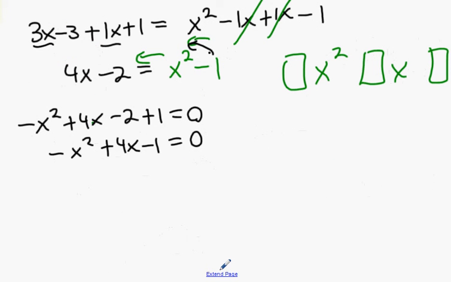Now, Jack, as an example, did a minus b formula straight away. Jack did a minus b formula with a equals minus 1, b equals 4, c equals minus 1. As it turns out, he got the right answer anyway. But in general, we don't do quadratic equations with minus x squared. So how do you get rid of the minus x squared? X squared minus 4x plus 1 equals 0.